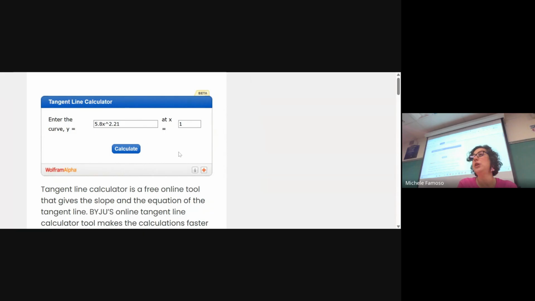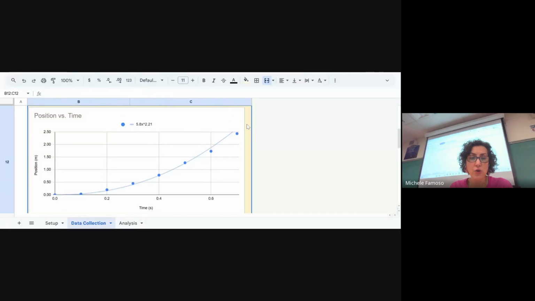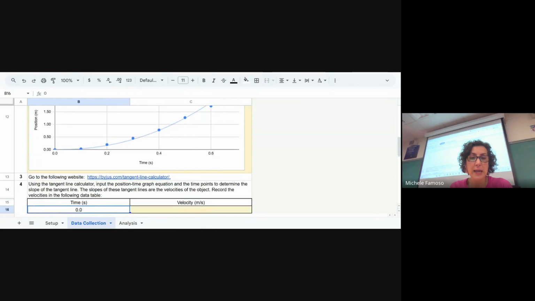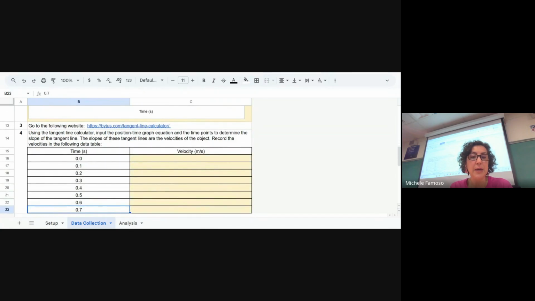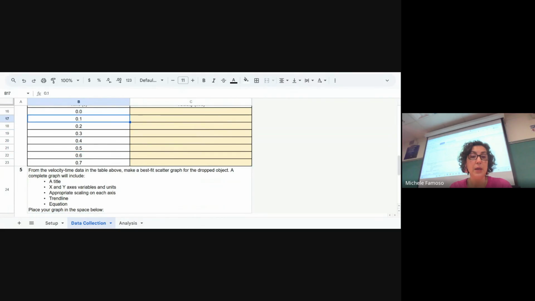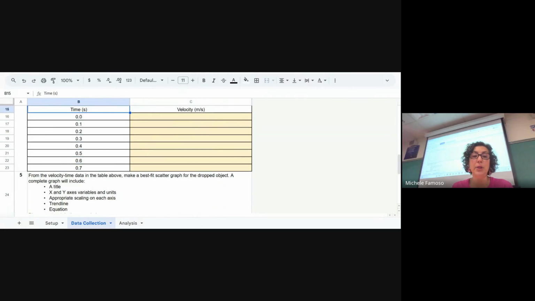Now, don't hit calculate yet. You see over here, it says at x equals, and then there's a number. That's where we're going to put in the time values. So go back to your Google Sheet for a minute. You'll see that I've given you in step 4 the time values. Those are the times that we want to plug in, and then that calculator will give us the velocity at each of those times. It will give us the slopes of those tangent lines.